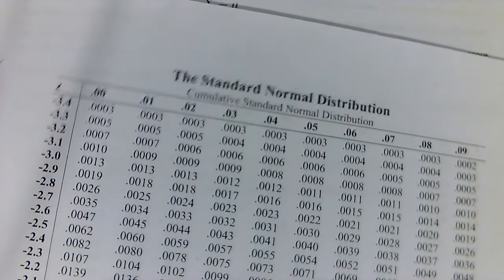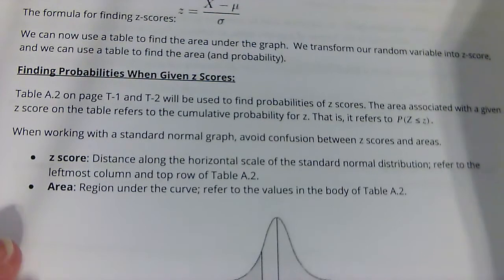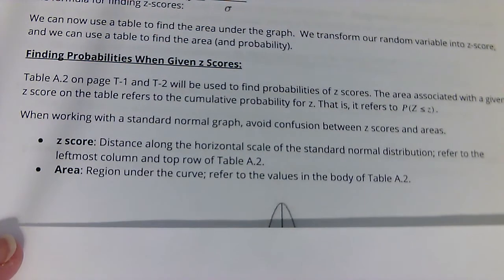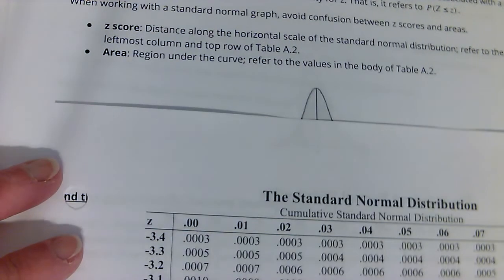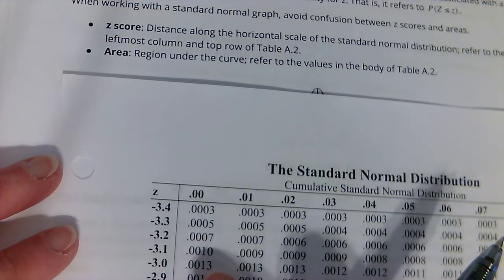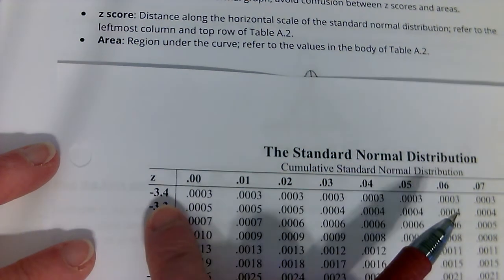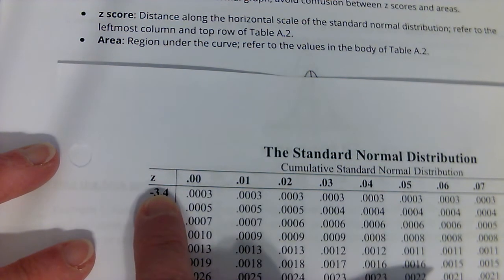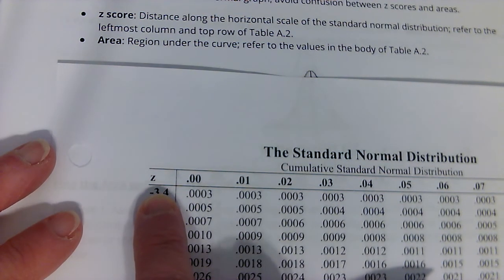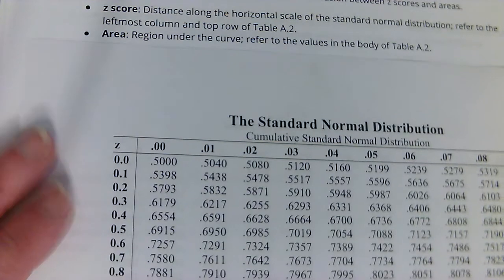So here's the table that you'll find online. It's table A2. And the z-score, notice Z is marked here. So the horizontal scale, we're going to be looking at the left column and the right column. And I should start with the positives here.